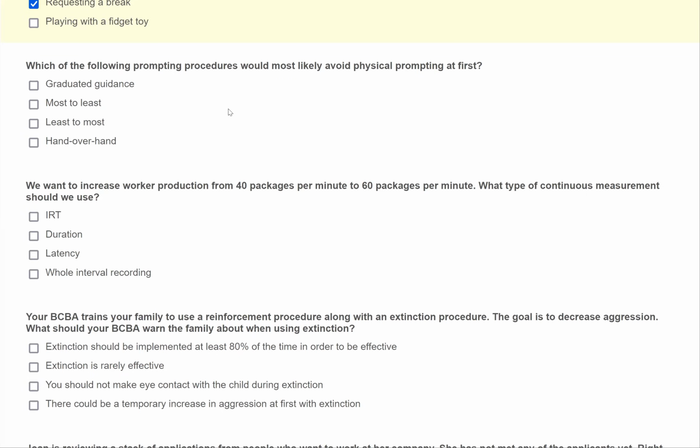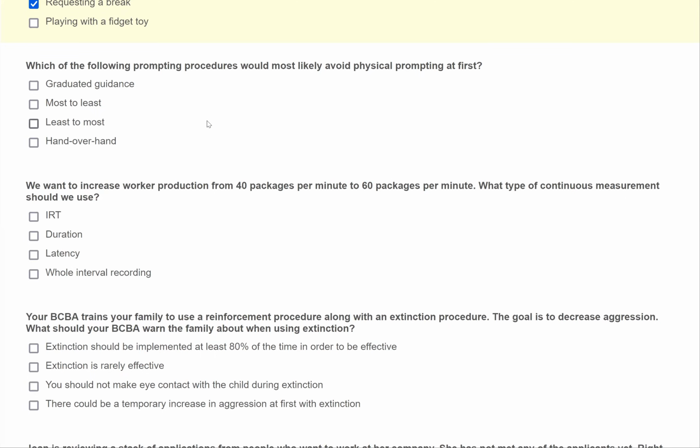So what about graduated guidance? Well, graduated guidance is definitely using physical prompting, because that's what graduated guidance is: using as much physical prompting as needed until it's no longer needed. You're fading out very rapidly, but graduated guidance is always using physical prompting. So we're not picking A.